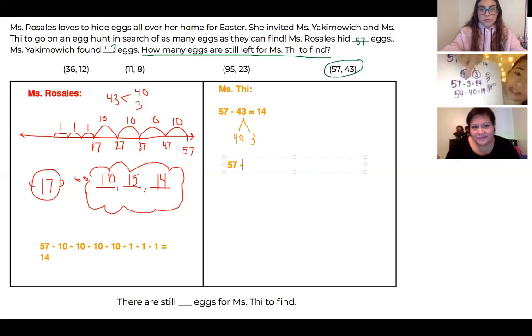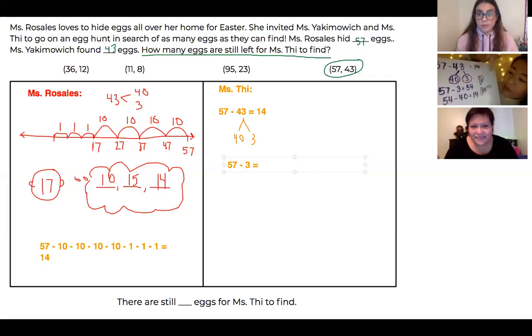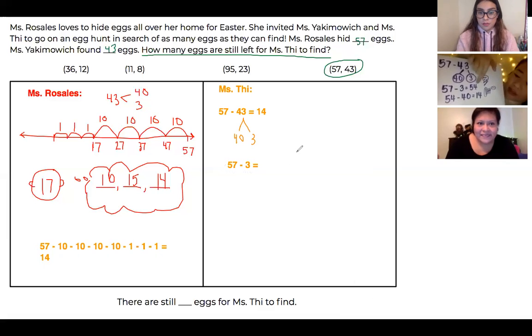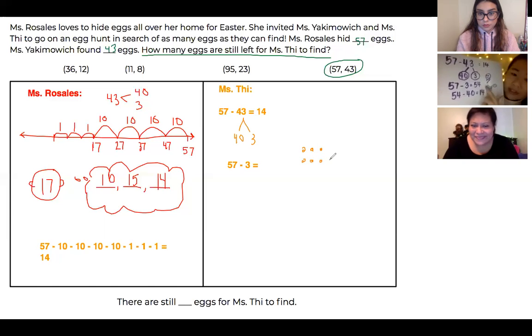And so I did 57 minus 3, which I could do in my head. I know 7 minus 3 is 4, but I drew the ones place here for you just in case. So I drew 7 ones and I crossed out 3 and I was left with 4 ones. So I knew that the 5 tens stayed the same because I didn't take away any tens. I was just taking away the ones. So my answer for that one was 54.